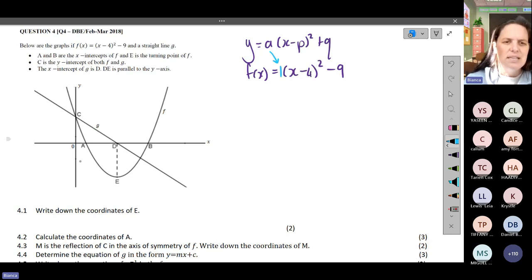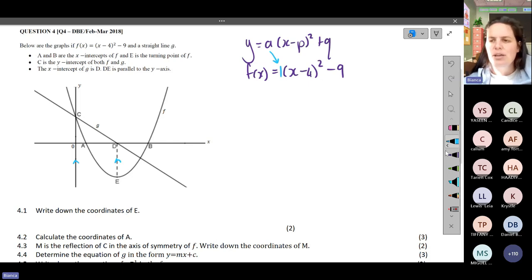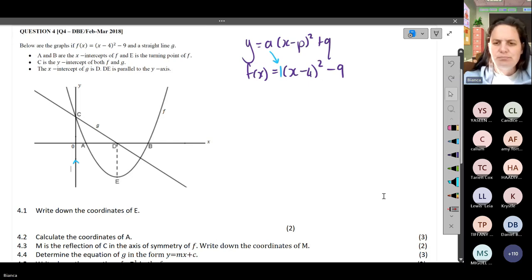They do tell you that DE is parallel to the y-axis, so we know that DE is a straight line. First question, it says write down the coordinates of E, the turning point. I'm actually just going to do this up here, I think. So 4.1, they're asking for the turning point.